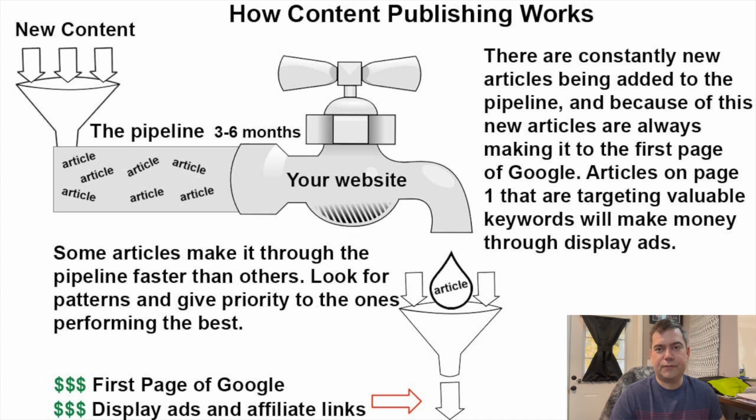And once you make it to the first page of Google, that's where you can monetize with display ads and affiliate links, and that piece of content that you paid for 3 to 6 months ago will actually start earning money. So the more articles you have in the pipeline, the more often they're going to be dripping out of the faucet, the more often you're going to have new pieces of content making it to the first page of Google.